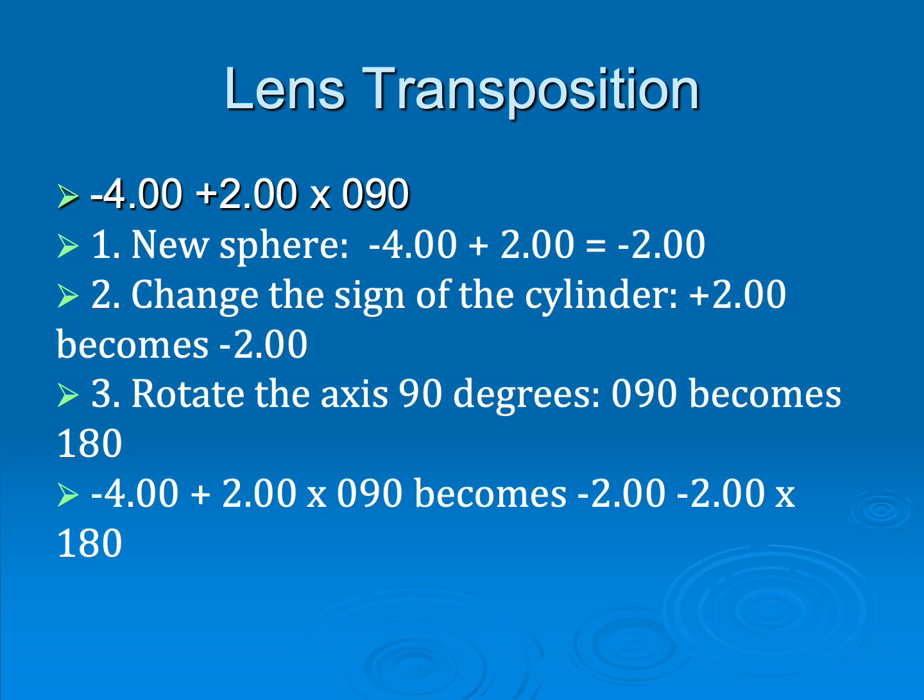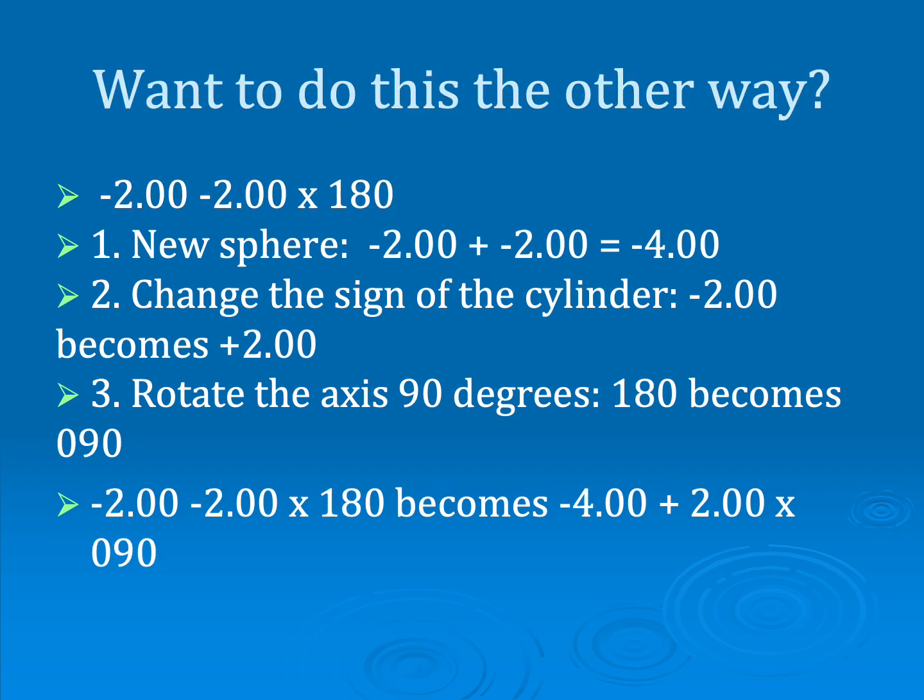Next, I'm going to change the sign of the cylinder, so plus to minus. Then I'm going to rotate my axis 90 degrees. So 90 becomes 180. So as you can see here, this becomes -2 axis 180. If you're not sure of that, then just work it back the other way. So -2 axis 180. Once again, we add the cylinder and the sphere together to get -4. We change the sign of the cyl, we rotate 90 degrees, and we get back to our original -4 +2 x 90.